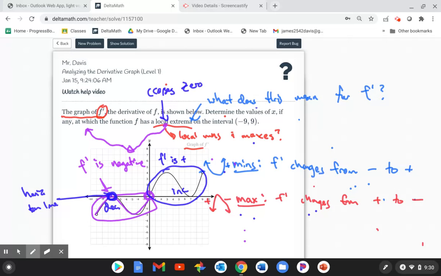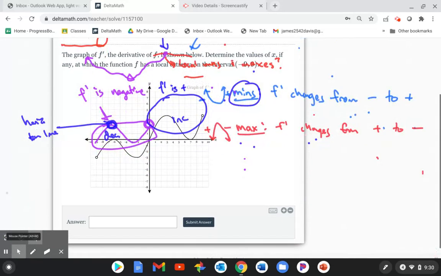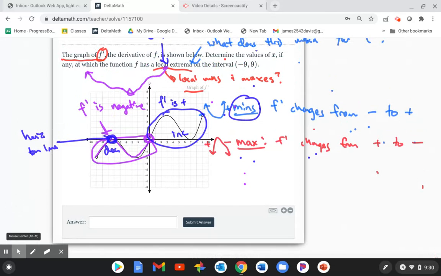There's only one place there at 0, 0, and that is decreasing to increasing. That's a min, right? Decreasing to increasing. I don't think we actually have to specify on this. It just wants the x values, whether there's an extrema. So there would be a relative min at x equals 0, but we just have to type in 0 for this particular question.